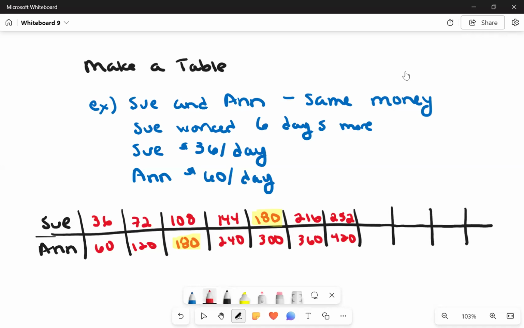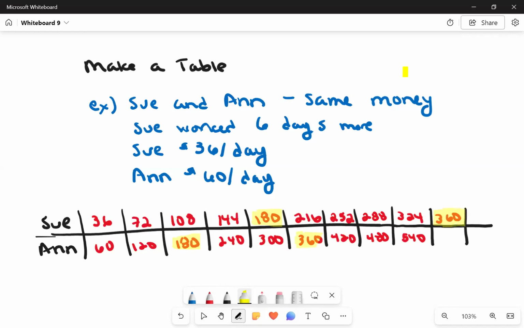Give myself a little more space here. Okay, so 252, 420. And then we have 288 and 480. And then adding 36 again gives me 324. Adding 60 here gives me 540. Okay, and then let's see, 324 plus 36, that's going to be 360. Okay, pausing here. Hold on. 360, 360. Okay, look, they match again.